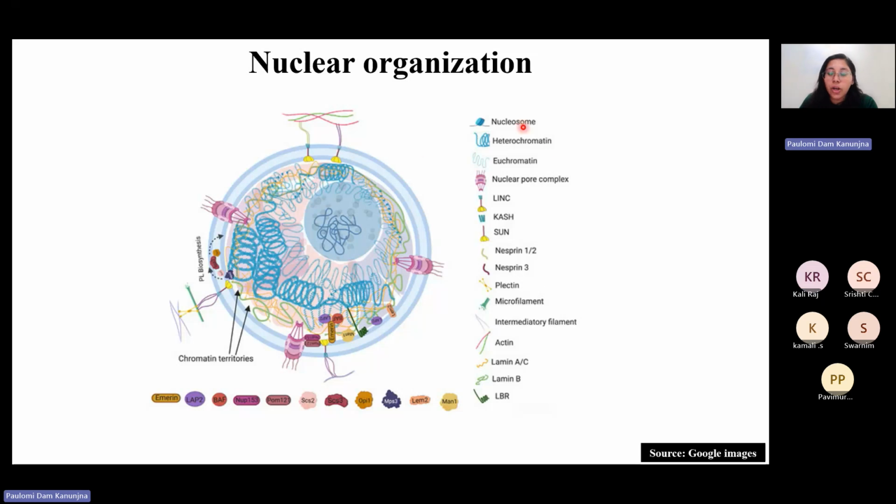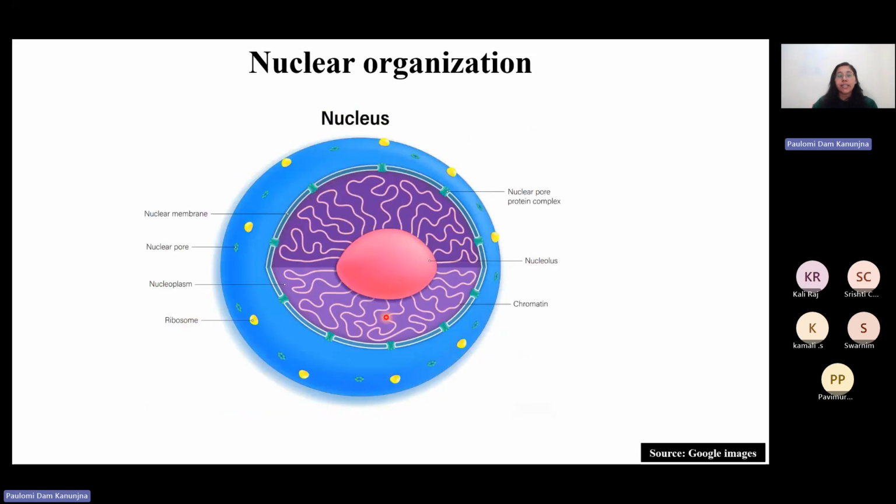So all these topics or all these names, nucleosomes, heterochromatin, euchromatin, NPC, and all these different proteins, which I am sure you would have read somewhere or the other, microfilament, intermediary filament, all of these are part of the nuclear organization, and all of these have a role in how the nucleus is packed. So let's first begin by understanding the simplest way you can represent a nucleus, right?